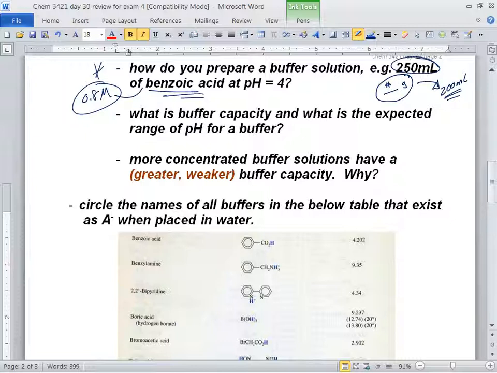What is buffer capacity? And what is the expected range for a pH buffer? There's really two questions. Let's do buffer capacity first. Naya, what is buffer capacity? Buffer capacity. Like your blood has a buffer capacity. Coca-Cola has a buffer capacity. That means what?